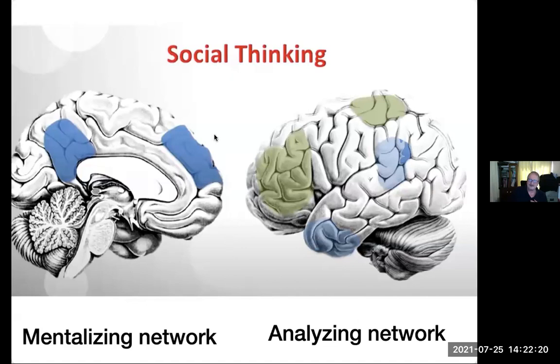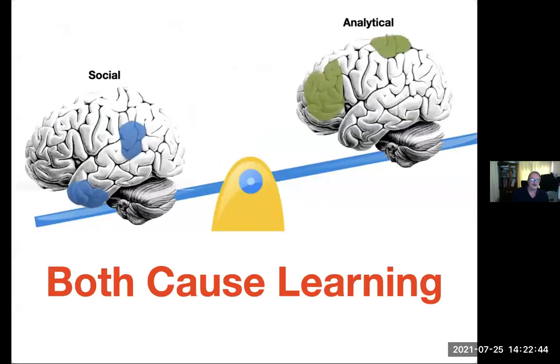But we also have a different network called the analyzing network. And this is where the working memory is and the parts of things we use. And this is usually where teachers teach, to the analyzing network. Teaching one person one at a time, not using the social power of our brain for educational purposes. And these two areas are kind of on a neural seesaw, where if one is active, the other is not. They both can't be active at the same time very well, but both cause learning.